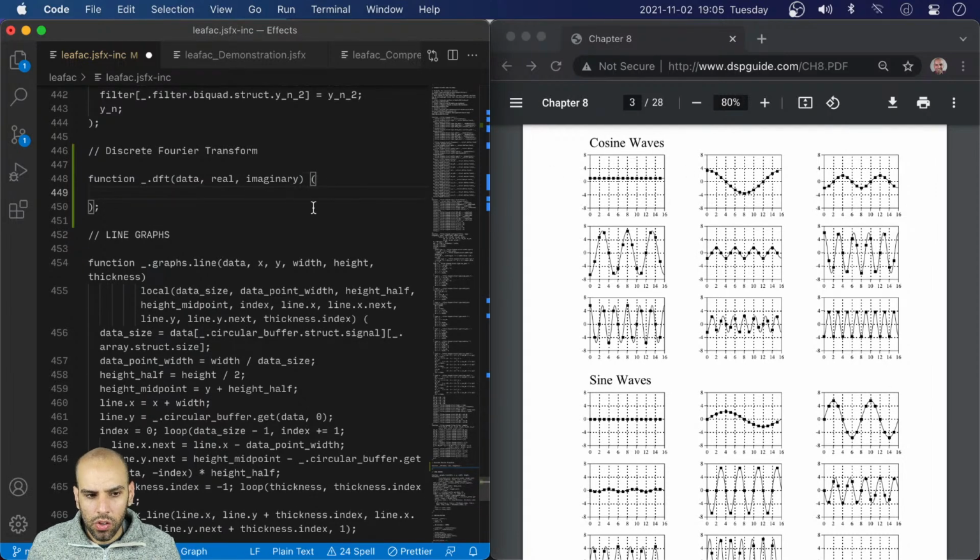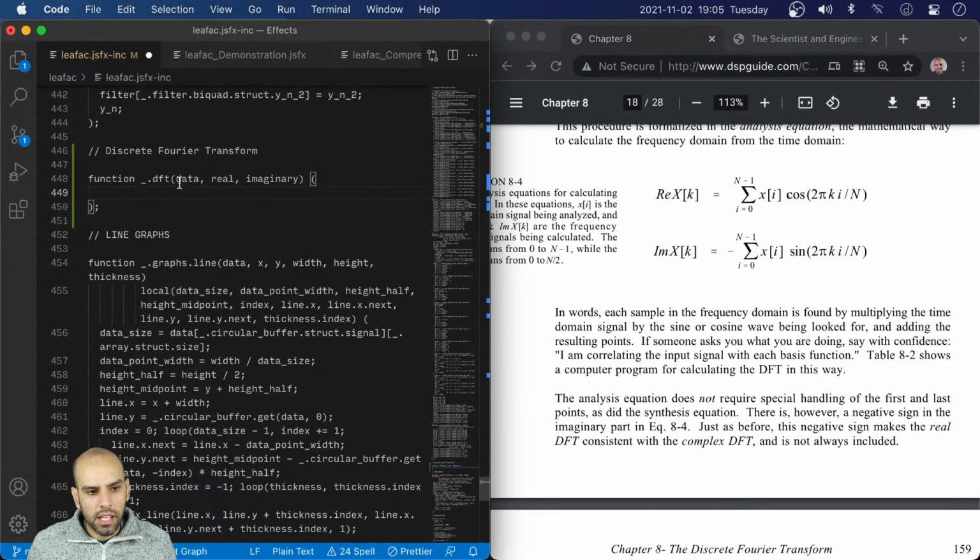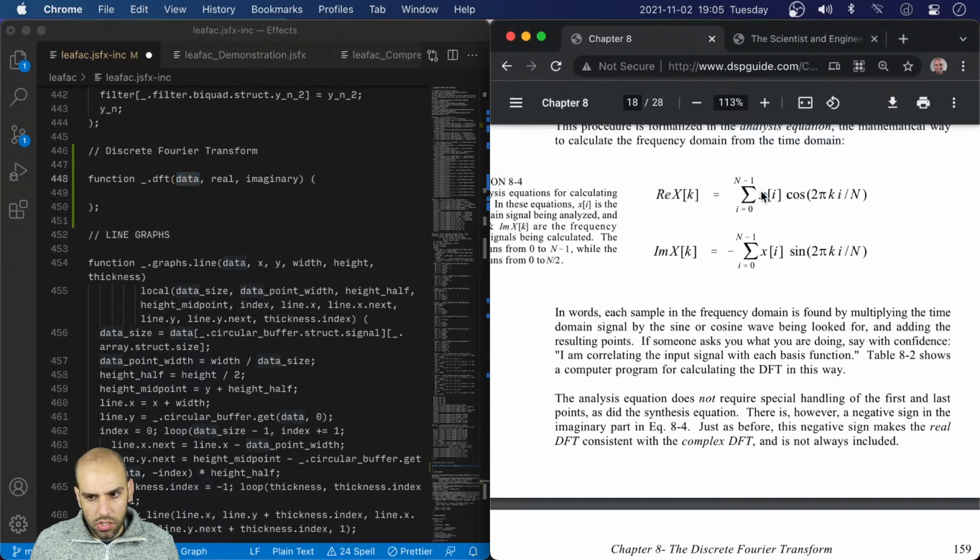I could call this cosine and sine as well, but let's try to recreate this formula here. Oh, in fact, if we are doing that, then we probably want to use some x's and k's and these kinds of names, but we'll get there. Right, so the data is going to be a circular buffer, and we need to traverse that circular buffer.